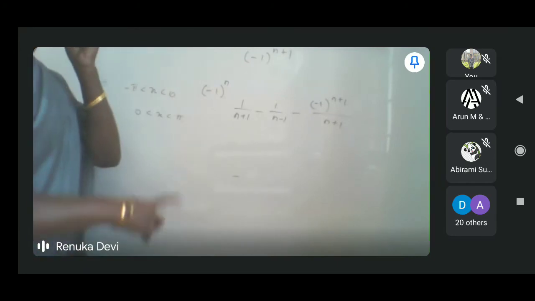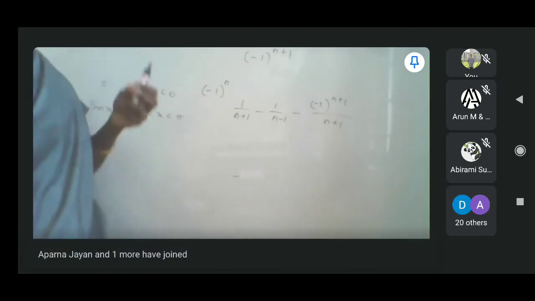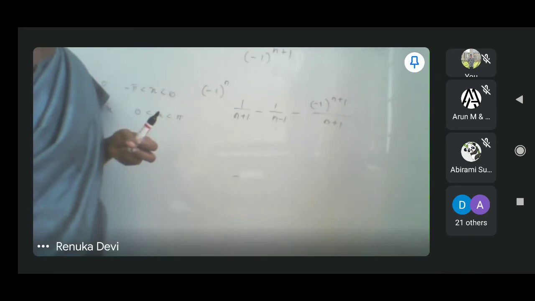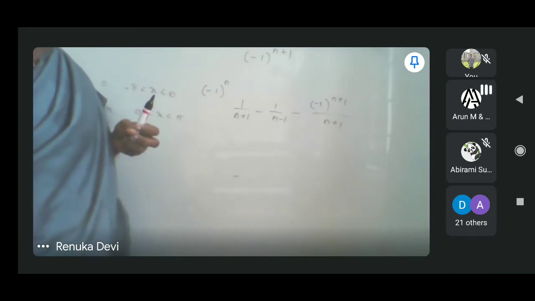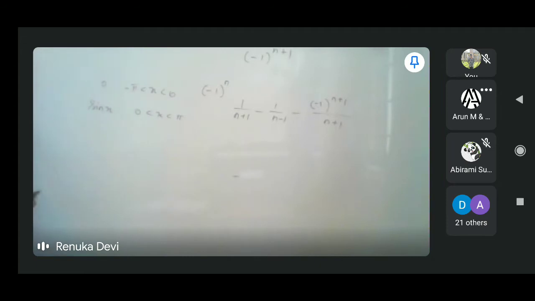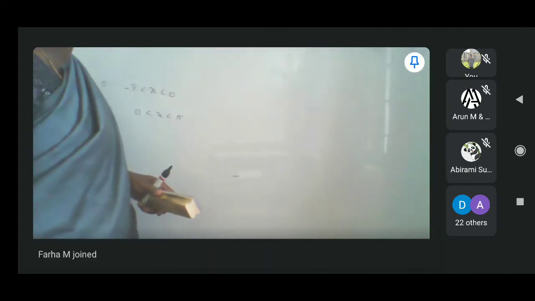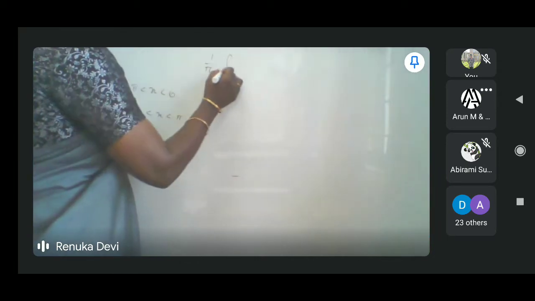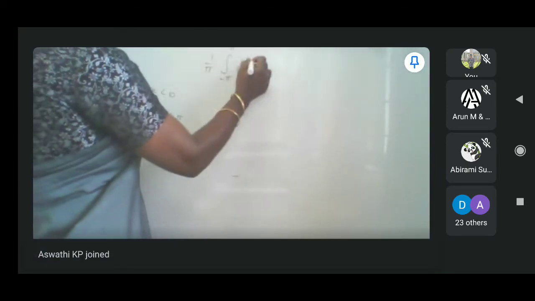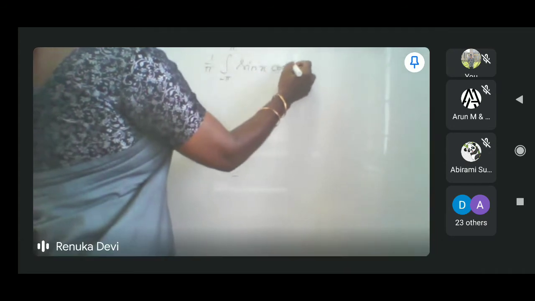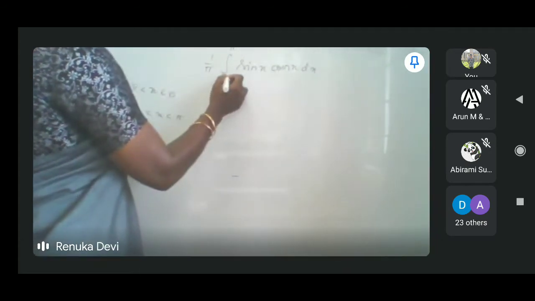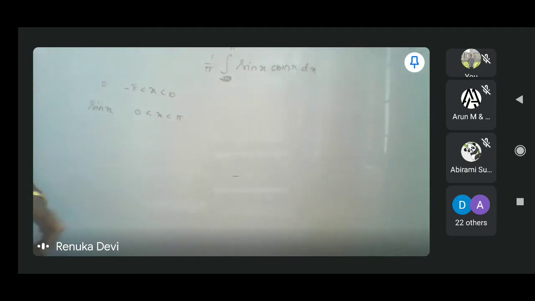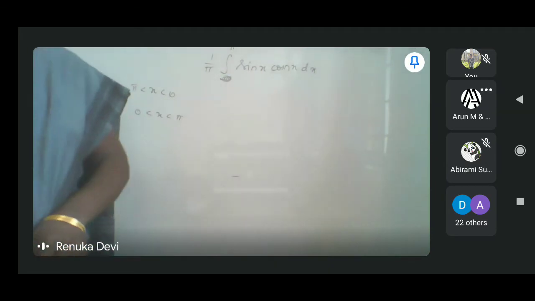Your doubt is in AN or BN? AN, ma'am. Okay. AN is in cos. It is one by pi, minus pi to pi, sin x cos nx dx. Okay, I can take it as 0 to pi. This is AN.